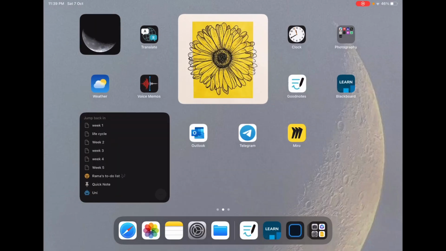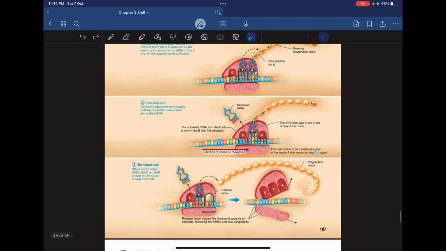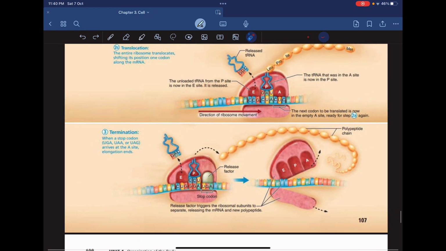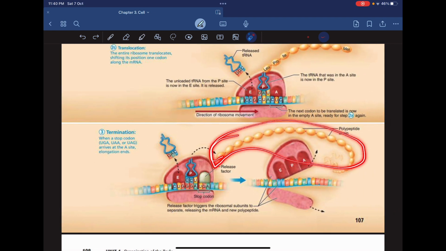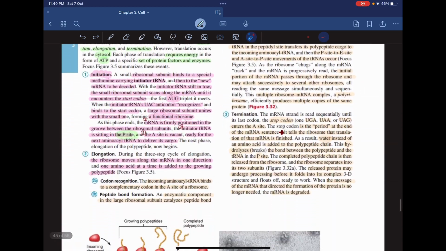Let's show you the picture itself here. Okay, we reached the stop codon. After we reach the stop codon, the water comes, and this is the release factor. It binds here to the stop codon, it hydrolyzes this bond and the polypeptide chain detaches and it's ready. Okay, let's go back to this.